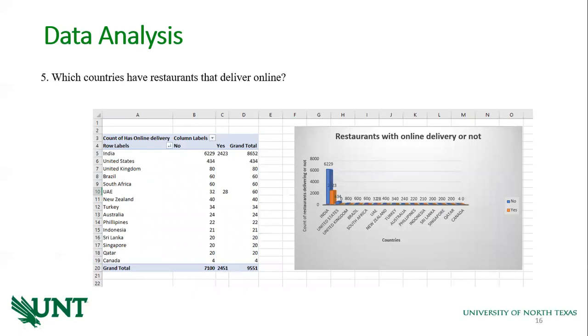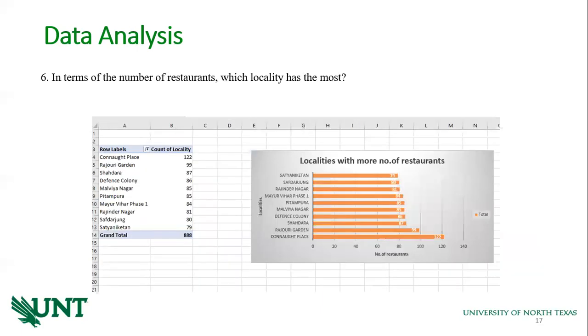Which countries have the restaurants that deliver online? India and UAE are the only two countries which have restaurants delivering online, as shown in the graph. The countries like United Kingdom, United States, Brazil, etc. have restaurants that do not accept online delivery. India has a total of 2423 restaurants that accept online delivery.